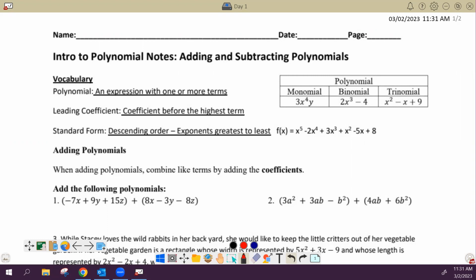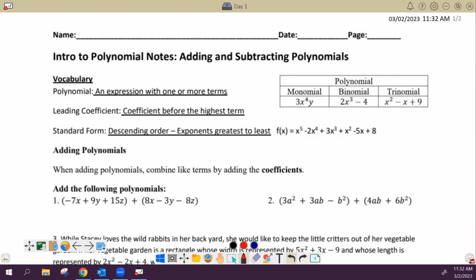All right, hello. Happy Friday. Today we're going to learn the new unit. It's all about polynomials. So we've kind of talked about polynomials a little bit before when we talked about monomials.